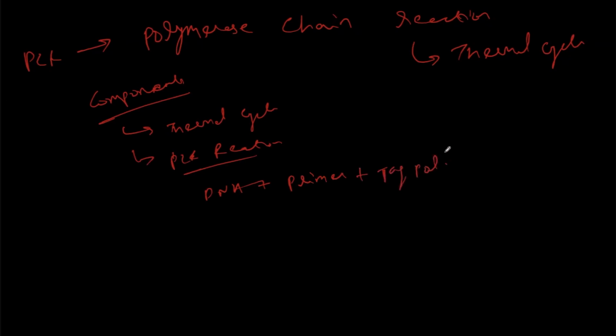Then I'll need Taq polymerase to amplify my gene. And for extension, I'll need dNTPs. And then for this Taq polymerase, I'll need a buffer so that the activity of the Taq polymerase can be enhanced. So these are the things that we need.